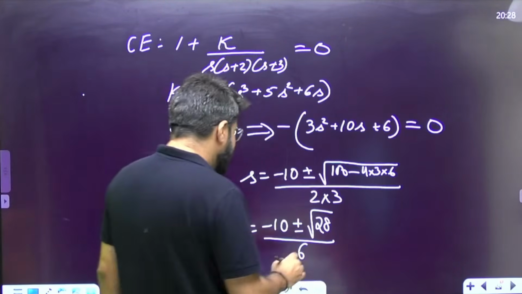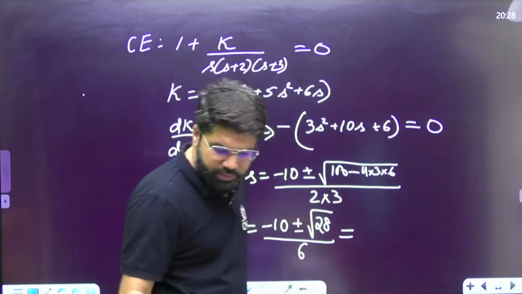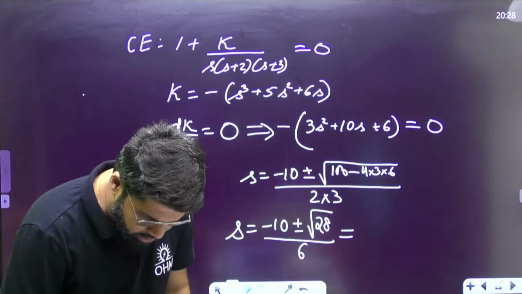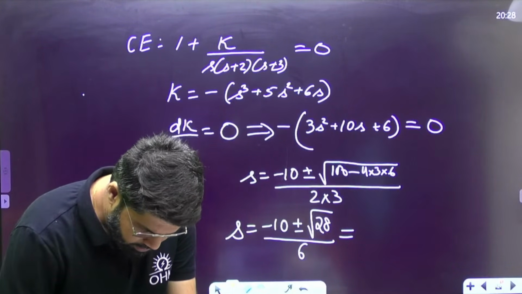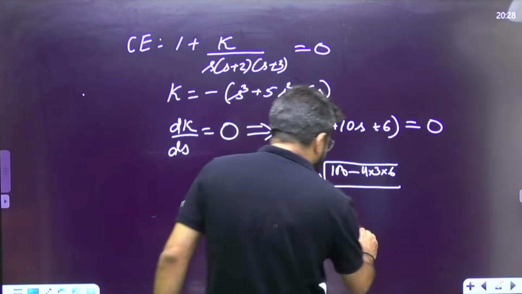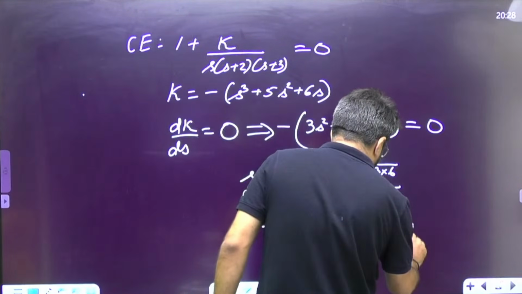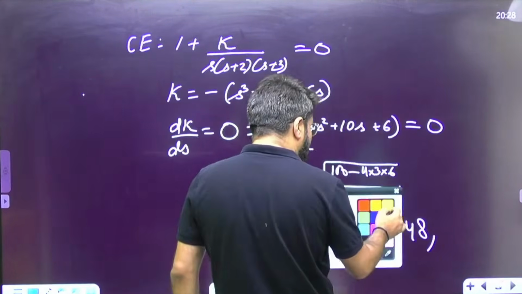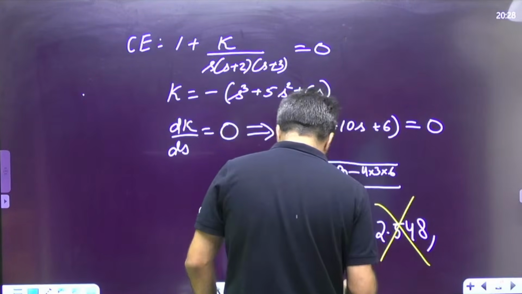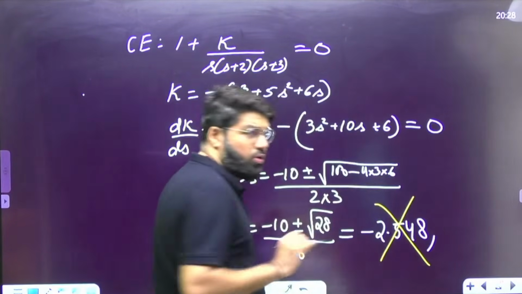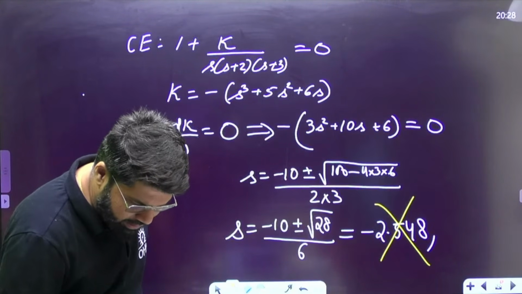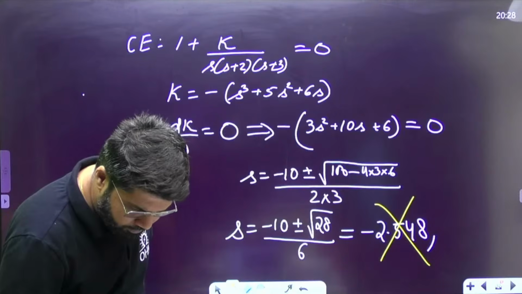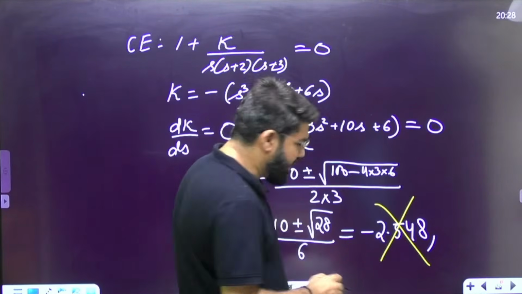Now, what are these values going to be? Let me calculate this value and write it down, and this will also represent the final answer. One of them comes out to be minus 2.548. That was an option also, and I already told you this is not going to be the answer. And the other one, if I calculate it, is going to be minus 0.784.